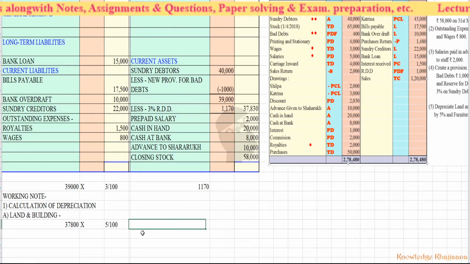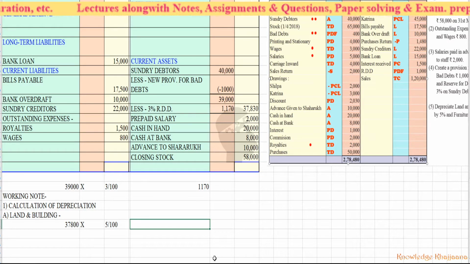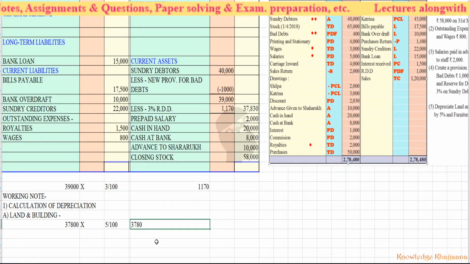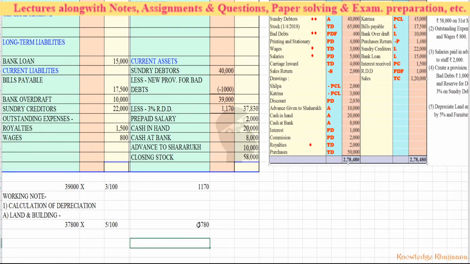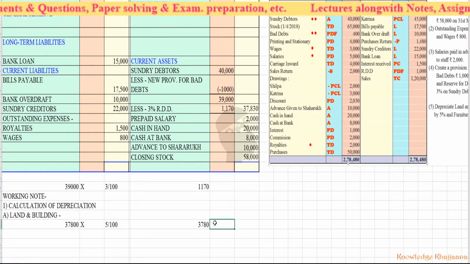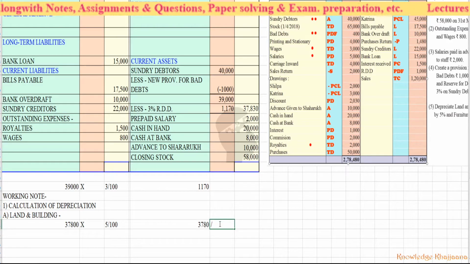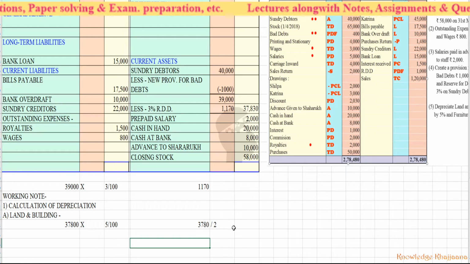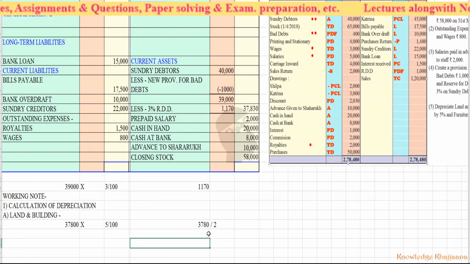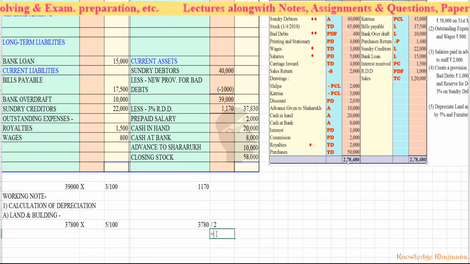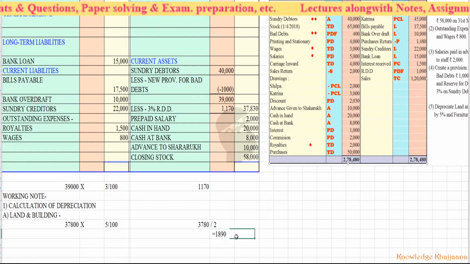See, we know the 10% of 37,800. How much is 10% of 37,800? Simply we can calculate, it is rupees 3,780, and 5% of 37,800 means 3,780 divided by 2. In this way we can calculate. So how much is the depreciation? 3,780 divided by 2 is equal to rupees 1,890.